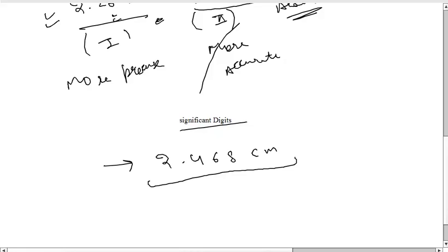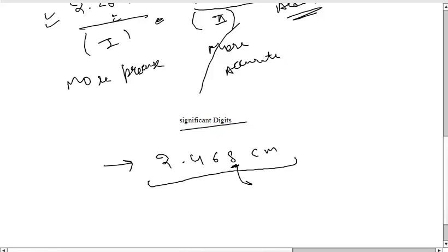So what are significant digits? They are the number of digits in a measurement about which we are absolutely sure, plus the last one, which is the uncertain digit. So all the digits about which we are sure, plus one digit which is uncertain. That is the reason I told you, for example, this digit is the uncertain digit because we don't know.